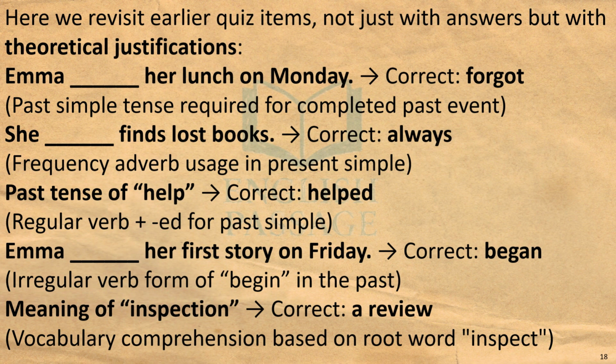Here we revisit earlier quiz items, not just with answers, but with theoretical justifications. Emma forgot her lunch on Monday. Correct: forgot, past simple tense required for a completed past event. She always finds lost books. Correct: always, frequency adverb usage in present simple. Past tense of help, correct: helped, regular verb plus ed for past simple.